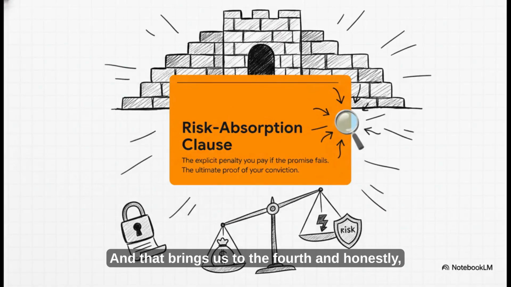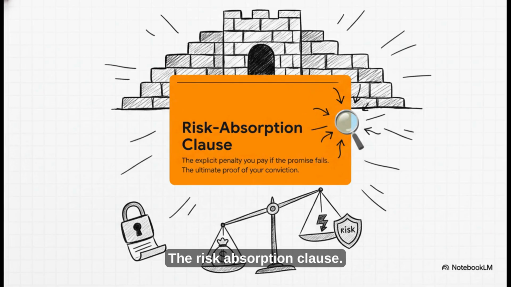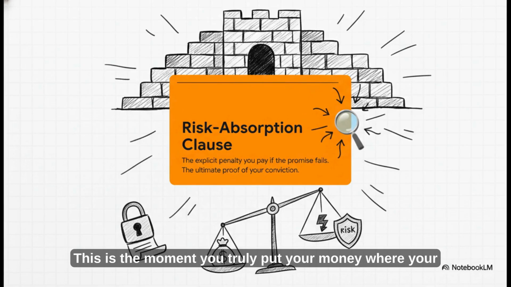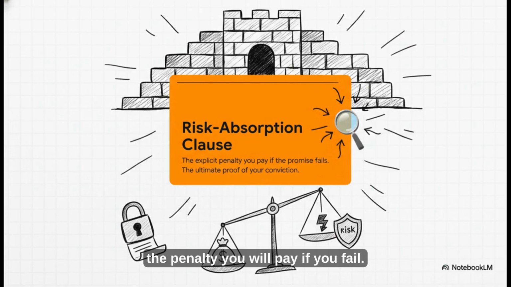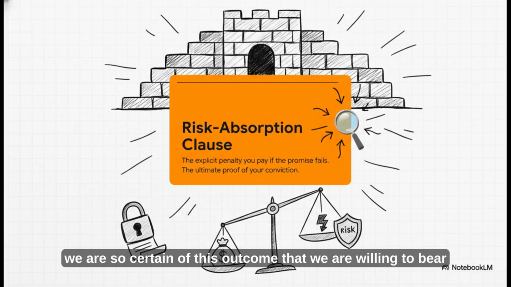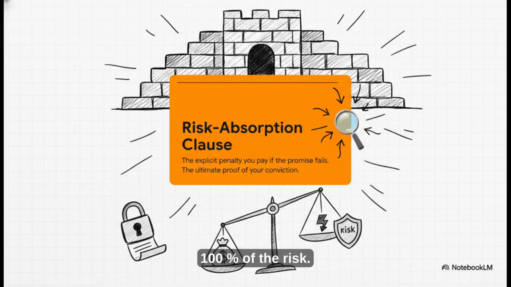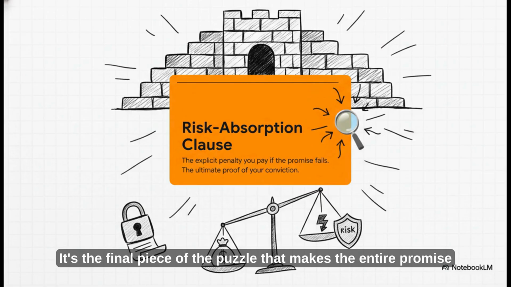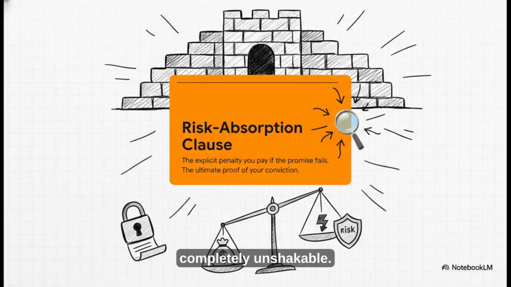And that brings us to the fourth and honestly the most powerful part of this whole engine, the risk absorption clause. This is the moment you truly put your money where your mouth is. You state clearly and without any wiggle room the penalty you will pay if you fail. Or you don't pay. Or we'll work for free until you get the result. Or we'll give you double your money back. This is the ultimate proof of your conviction. It says to your prospect's fearful brain, we are so certain of this outcome that we are willing to bear 100% of the risk. It's the final piece of the puzzle that makes the entire promise completely unshakable.